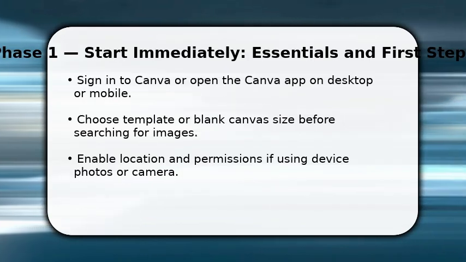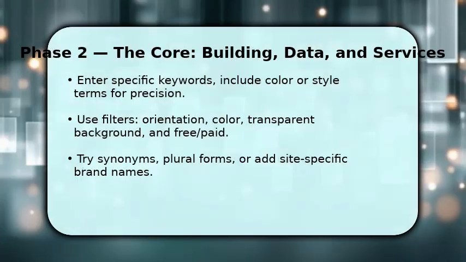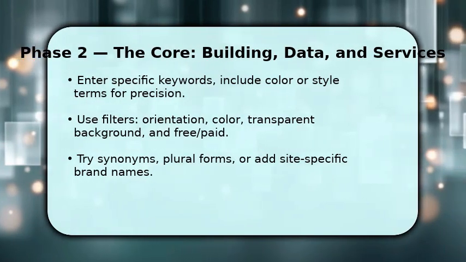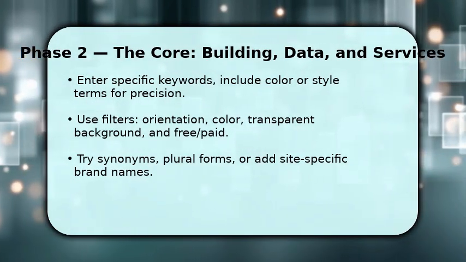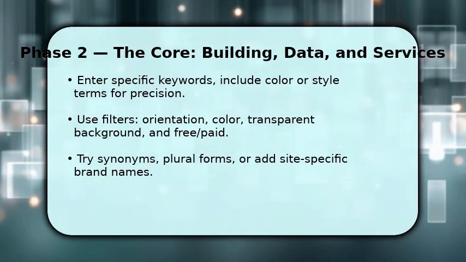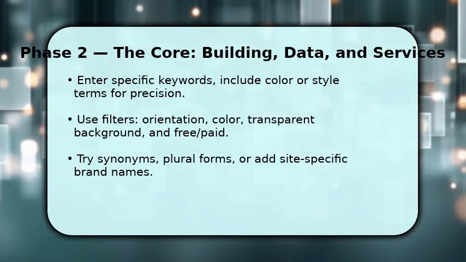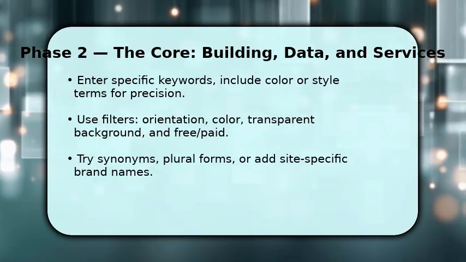Make sure device permissions are enabled if you plan to upload photos, otherwise you can only use Canva assets. You type concise, descriptive keywords like Sunset Beach Wide, because Canva ranks relevancy by terms. Then apply filters: orientation for layout, color to match your palette, and license type to avoid paid assets if needed. Once refined, preview images on the canvas to assess composition and scale.